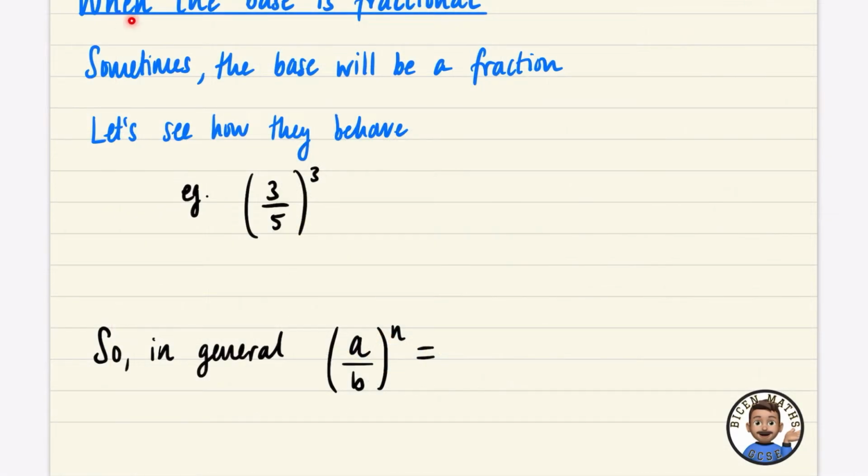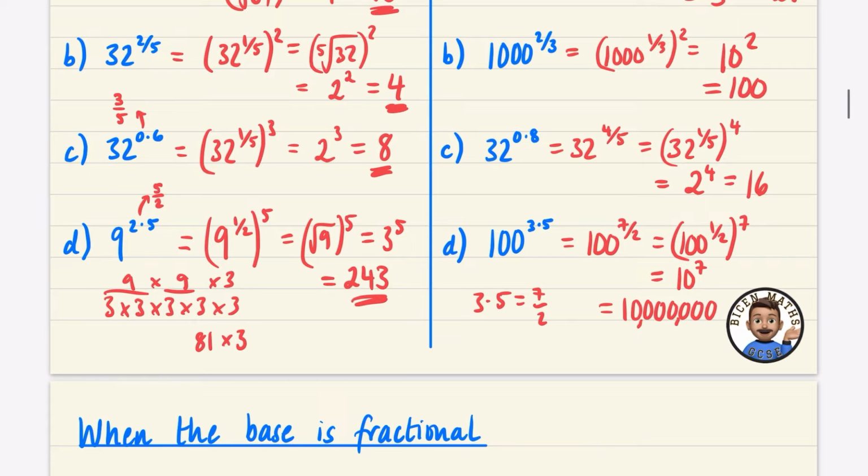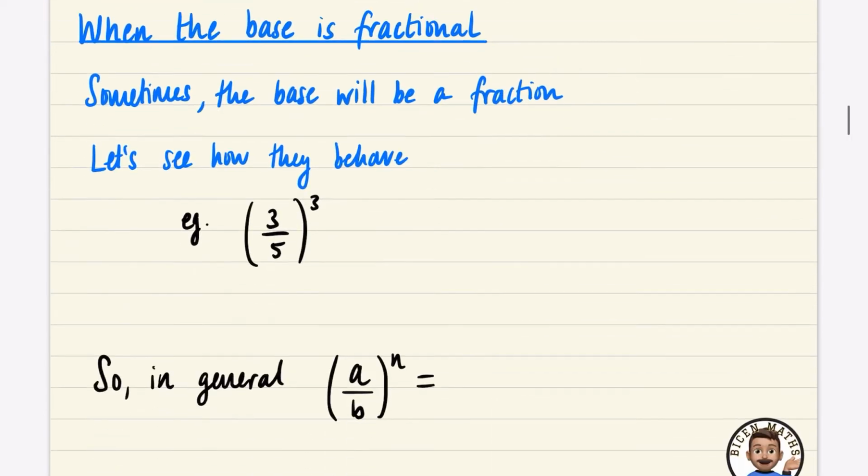Okay, so what about if the base is a fraction? Previously we said the base was always an integer in these style of questions, so let's just investigate what happens. Well, if I had something like 3/5 being cubed, let's just think what this actually means. It means 3/5 multiplied by itself 3 times. So it's 3/5 times 3/5 times 3/5, which is 3 times 3 times 3. Okay, that's 3 cubed. And on the denominator, it is 5 cubed.